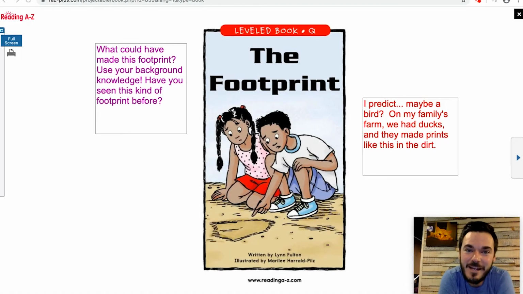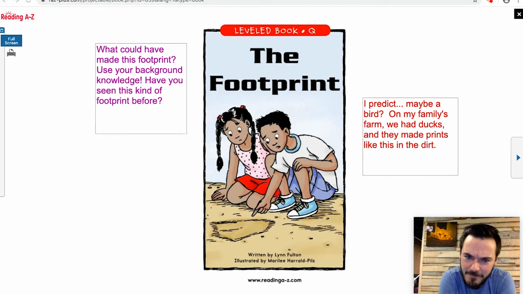All right, here we go with our story, The Footprint. Written by Lynn Fulton, illustrated by Marilee Harold Pills. Now remember, as we read, we're going to make predictions. We're going to share what we think is going to happen next. We're going to use clues from the text and from the illustrations and from our own background knowledge, what we already know, to make our very best predictions.